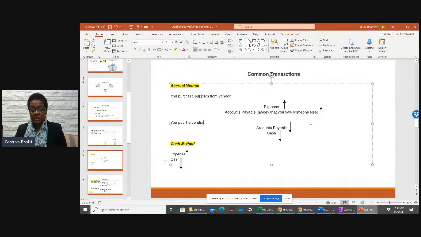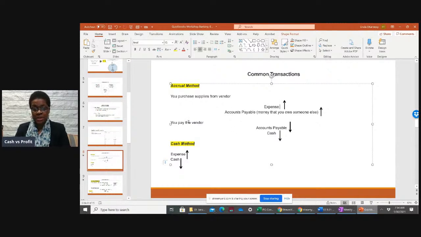So when you go into your accounting system, once again, you're going to create a bill. It's going to increase expense, which is going to show up on your profit and loss statement, and accounts payable, which is going to show up on your balance sheet. So you see how those transactions relate to each other on the financial statements.